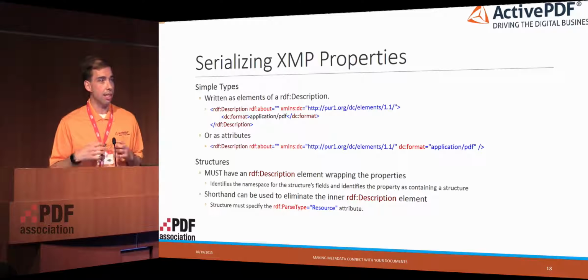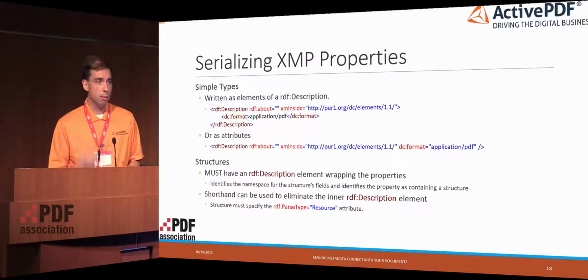Now that we've got the outer layers defined, let's talk about how we serialize the XMP properties. Simple types are going to be written just as elements of RDF description. And you can see there we've got DC format, which is another Dublin Core. This just documents the format of the resource, in this case application/PDF. It's got our opening tag and our closing tag, and if you don't close it properly, it's not going to be valid, you'll break it, world ends, all that fun stuff.